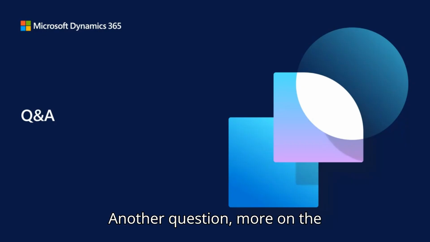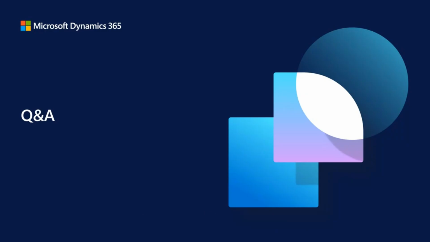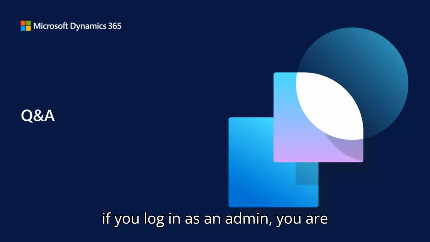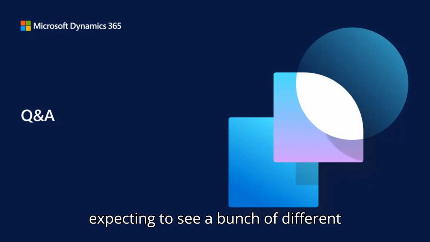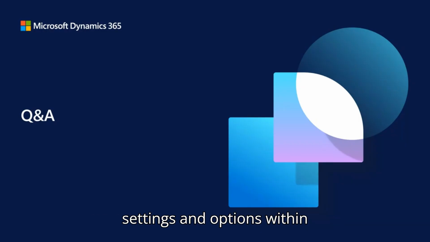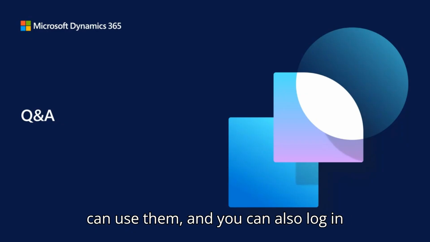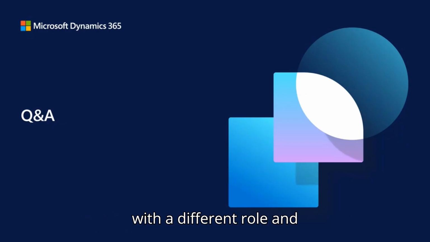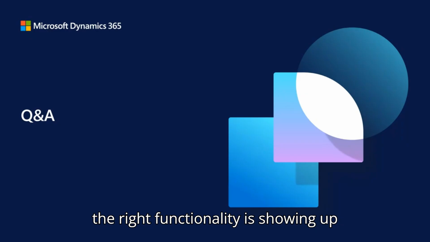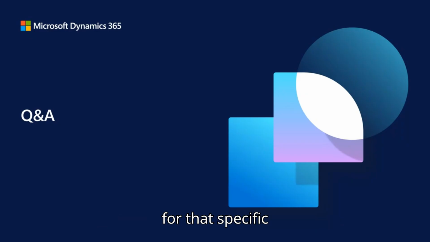Another question, more on the functionality. Does Leapwork allow to test user-specific security roles? Yes, you can. So think of Leapwork as being able to do anything that a user can do on the application. So if you log in as an admin, you are expecting to see a bunch of different settings and options within that login session. You can validate that they appear. You can validate that you can use them. And you can also log in with a different role and test that the right functionality is showing up for that specific user.